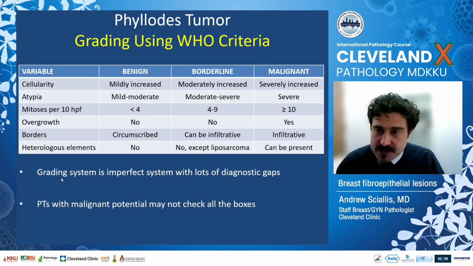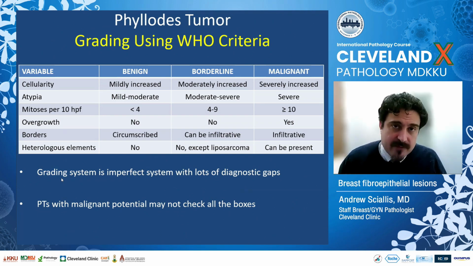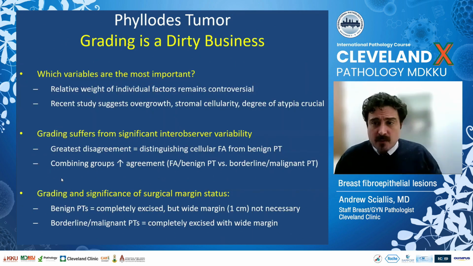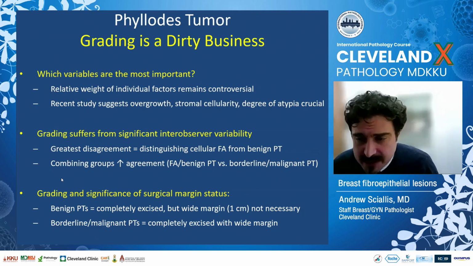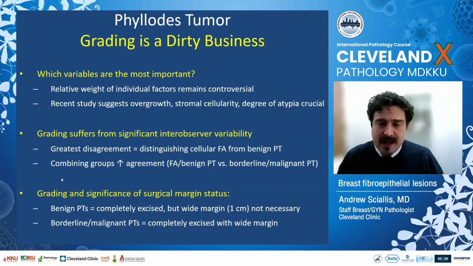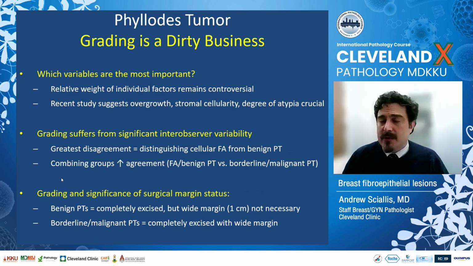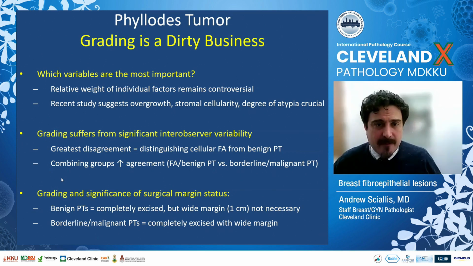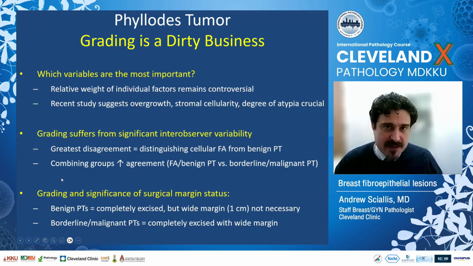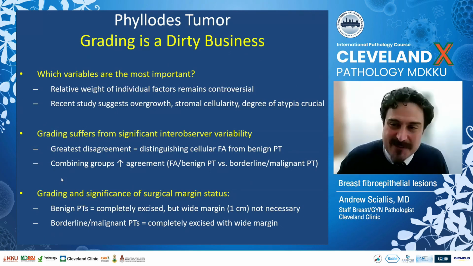Benign phyllodes tumors, ones that at least everybody can agree are benign, the behavior tends to be more similar to a fibroadenoma, meaning make sure that the whole thing is excised, but you don't need to have wide margins. So which variables are more important? Grading suffers from a lot of inter-observer variability, and this kind of grading and the significance of surgical margin status is always going to come up in our practice. As a pathologist, my mentor, Jeff Myers at the University of Michigan, would say grading is a dirty business, and so is the rest of pathology sometimes.